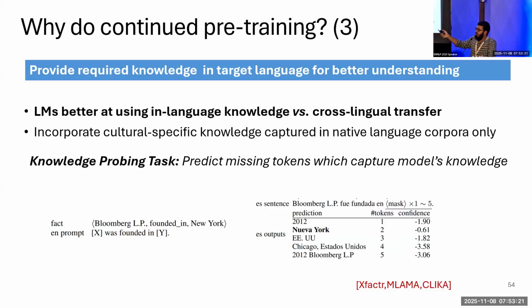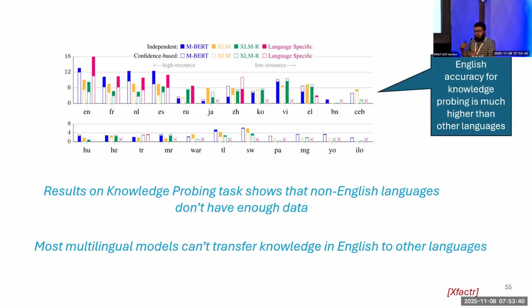And then when you test it out, for English, it's successfully able to predict New York as the correct answer. But when you look at the Spanish task, it predicts 2012 as the token with the most confidence at the first position, which by itself is also incorrect. New York is present in the second position. So this shows that even after you do this sort of cross-lingual transfer, the model still performs much better in English as compared to other languages.